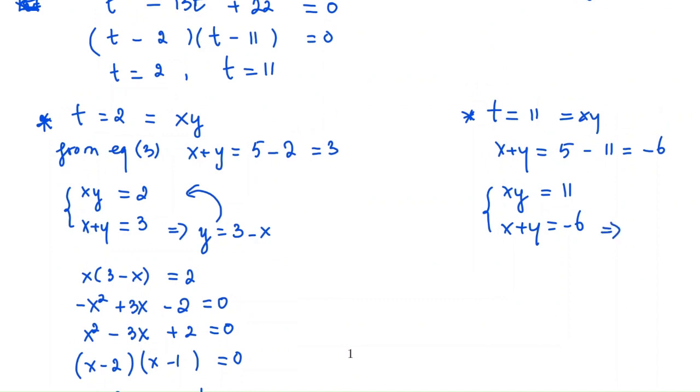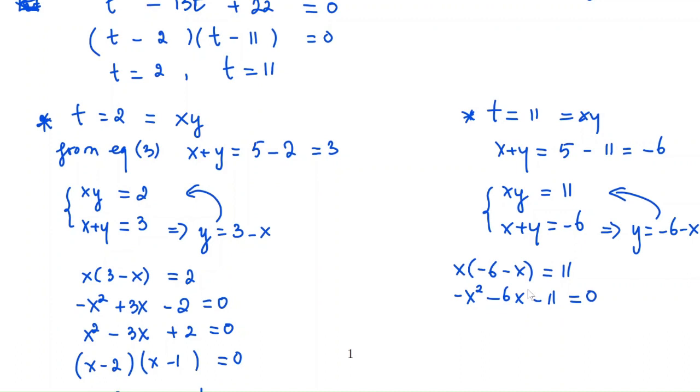Okay, so we get back to the second case. Similarly, from this equation, we would have y equal to minus 6 minus x. So we replace back into the other equation. So we have x times minus 6 minus x equal to 11. So this is negative x squared minus 6x. And move 11 to the left, it's going to be minus 11 equals 0. Similarly, I multiply by negative 1, and I would have x squared plus 6x plus 11 equals 0.